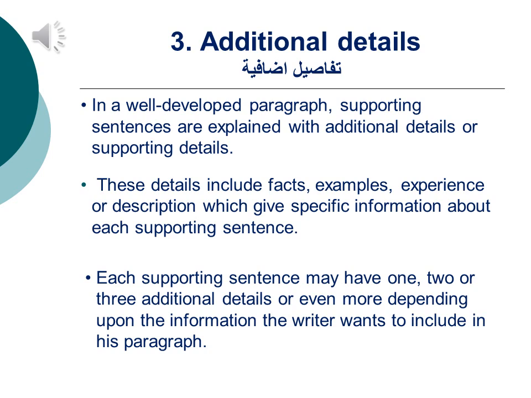After writing a supporting sentence comes additional details. In a well-developed paragraph, supporting sentences are explained with additional details or supporting details. These details include facts, examples, experience, or description, which give specific information about each supporting sentence. Each supporting sentence may have 1, 2, or 3 additional details, or even more, depending upon the information the writer wants to include in his paragraph.